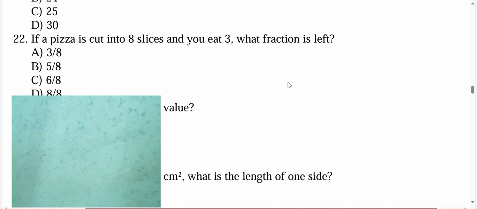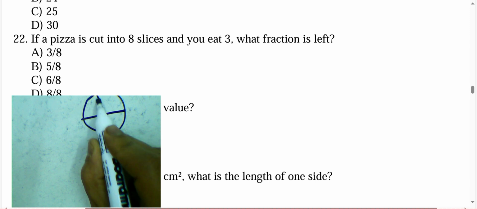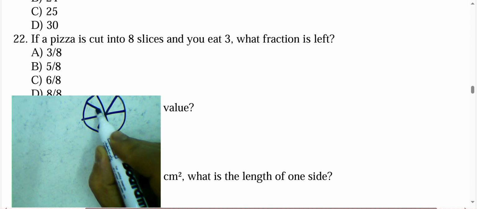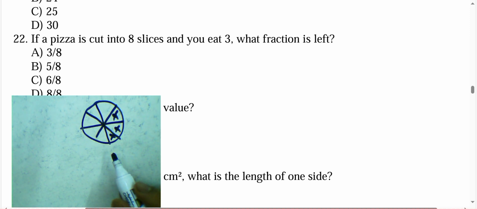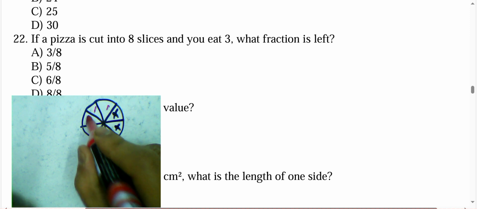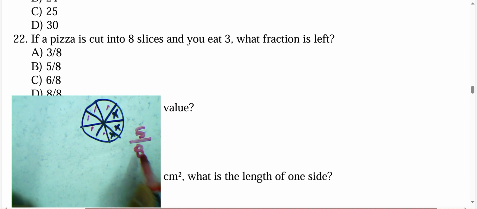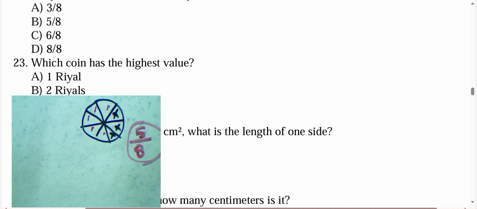Question number 22. If a pizza is cut into 8 slices and you eat 3, what fraction is left? Okay, we have 8 parts like this. I will divide the pizza into 8 parts and you eat 3 parts. So how many parts remain? We can write 8 minus 3 equals 5. So the fraction of 5 parts will be 5 over 8. The result here will be 5 over 8 because he asked about what is left. The remainder is 5 parts from 8 parts.